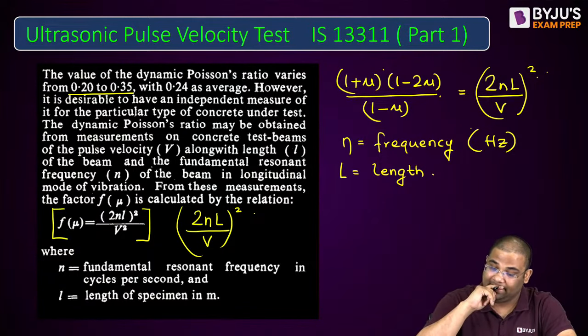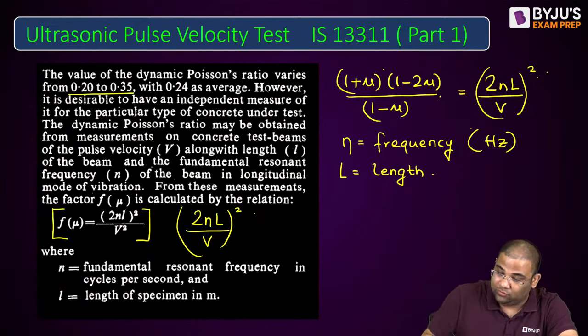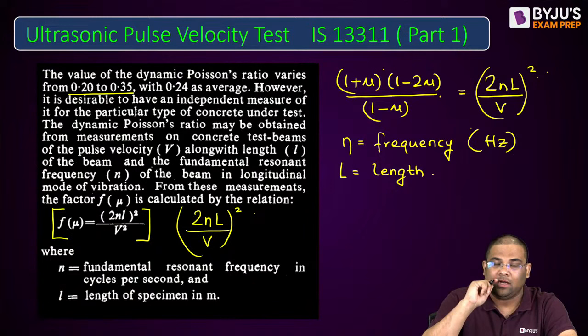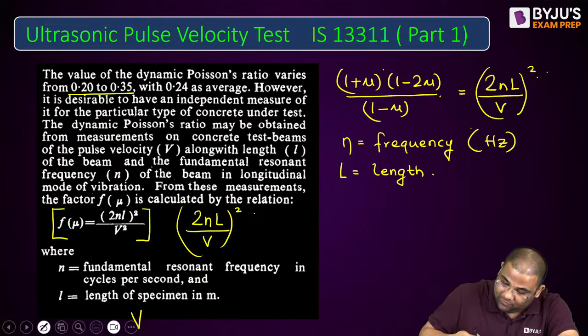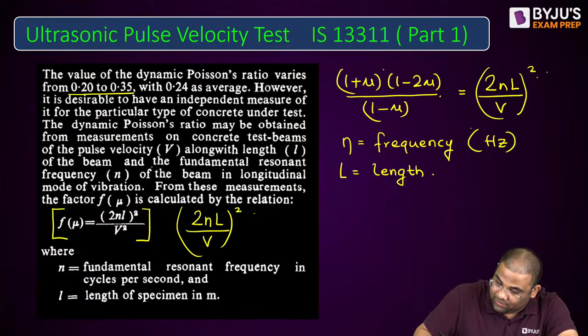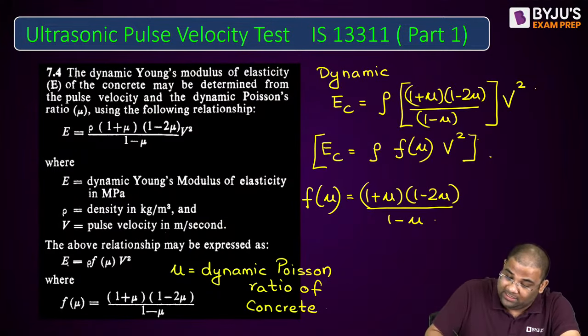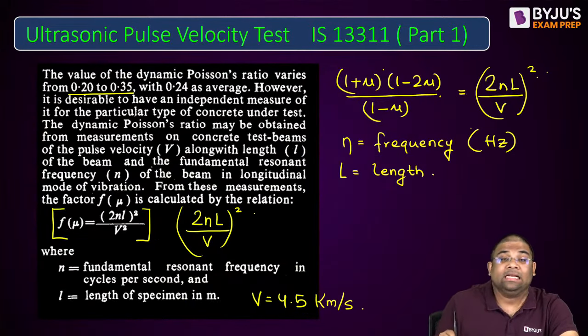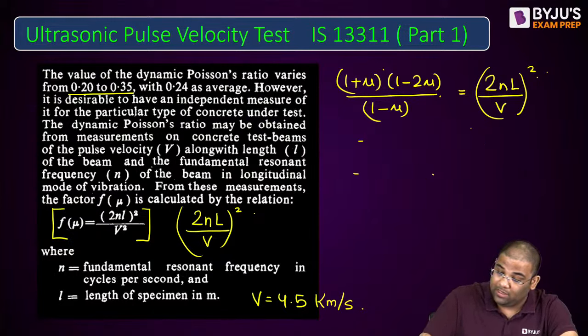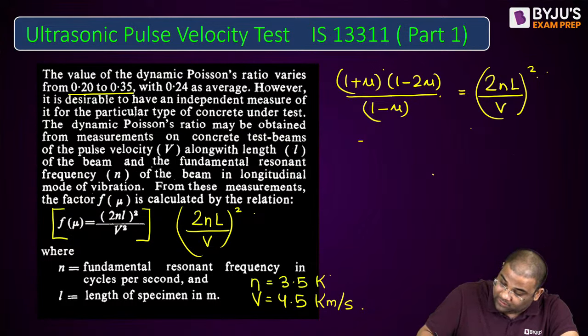Now for example, suppose you calculated the V. Suppose you are getting 4.5 kilometer per second. But in the formula it is written in meter per second. So if you are getting kilometer per second, you have to convert into meter per second. And suppose the frequency is 3.5 kilohertz. 3.5 kilohertz is 3500 hertz, right?